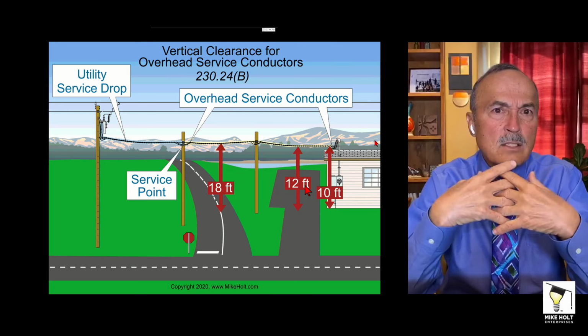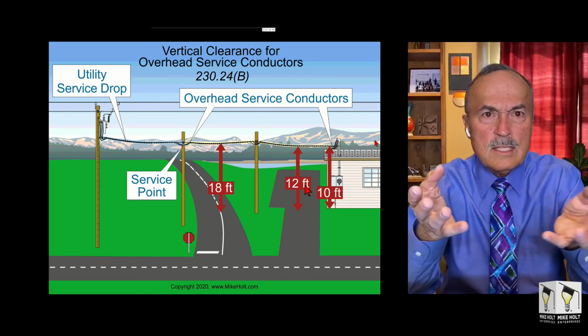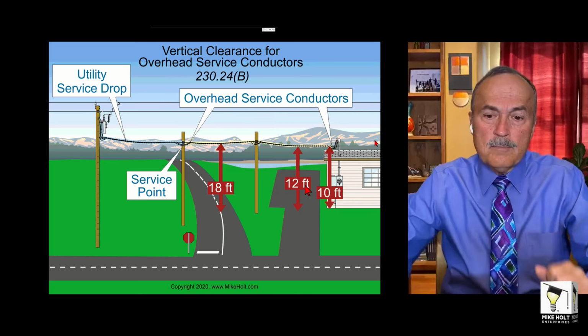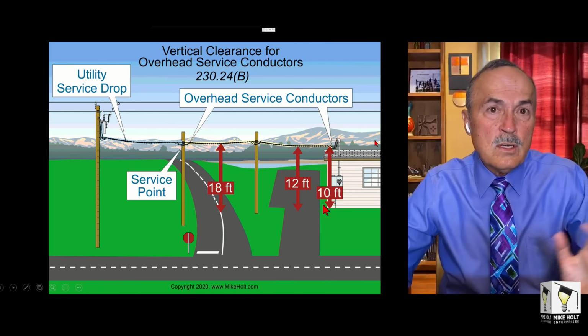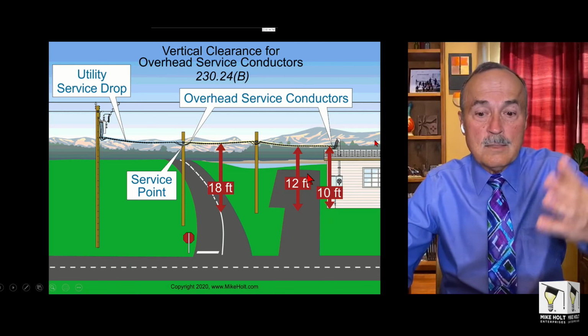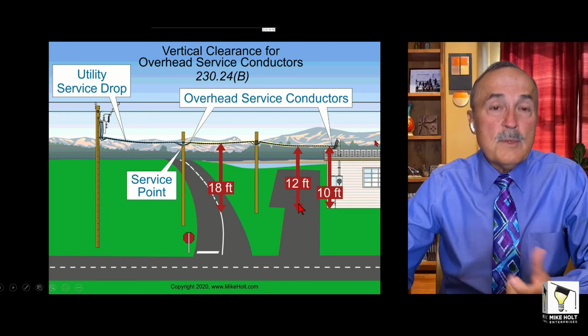And my class is only under 600 volts. 277, 480 is the maximum that I would be talking about here. Canadians, they go up to 347, 600, but that's on the north side of the border. And if you have a driveway, it's going to be 12 feet.